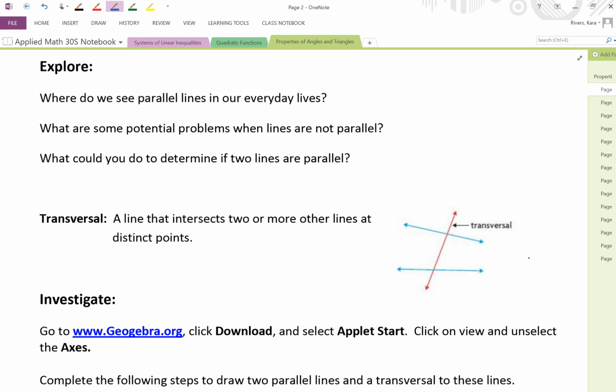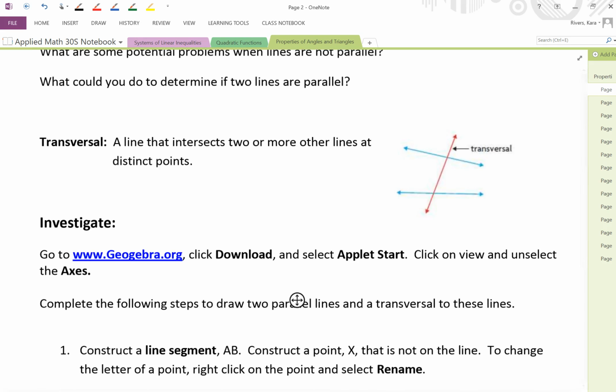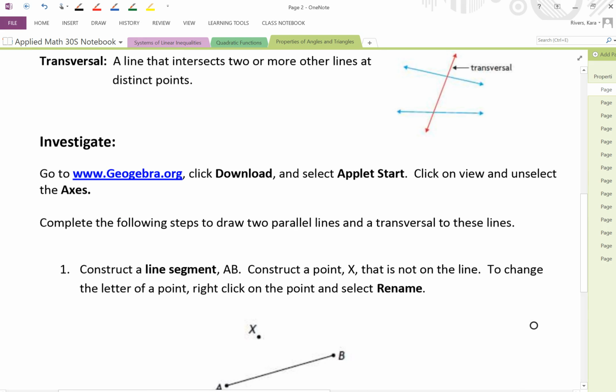So what are some potential problems when lines are not parallel? We talked about that. And what could you do to determine if two lines are parallel? Well, let's have a look at this investigation to see how that can help us. Now, you could do this independently, or you can do it along with me. The GeoGebra website works on lots of different platforms, so whatever you choose to use there.